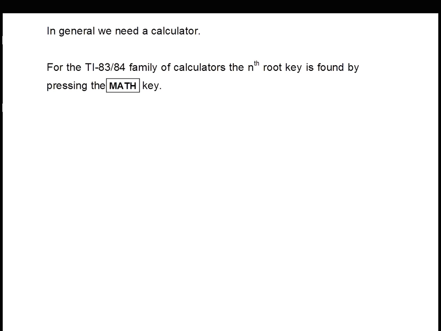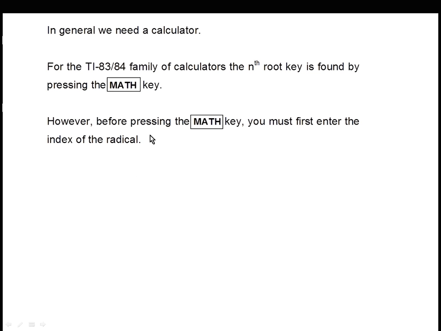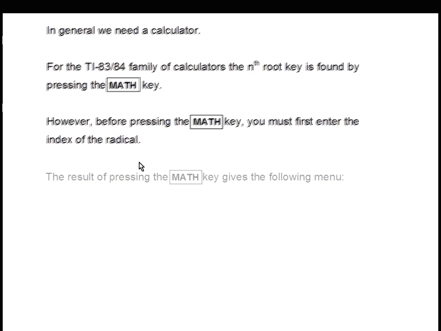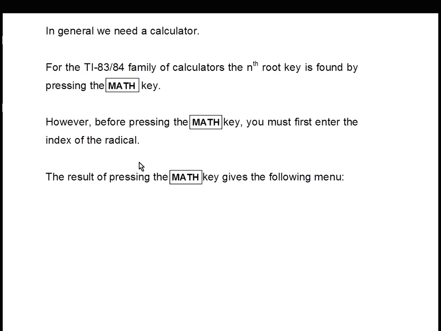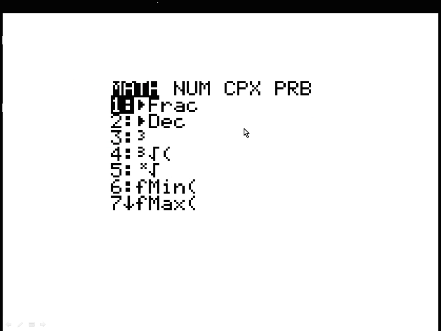For the TI-83-84 family of calculators, the nth root key is found by pressing the math key. So again, however, before pressing the math key, you must first enter the index of the radical. Okay, that's kind of a disadvantage, like, oh, I forgot to put my index in. The result of pressing the math key gives the following menu. Okay, you're going to have this. When you press math, you got this.